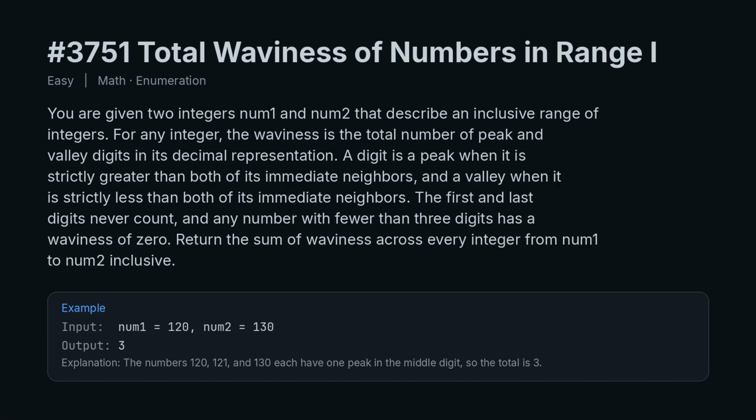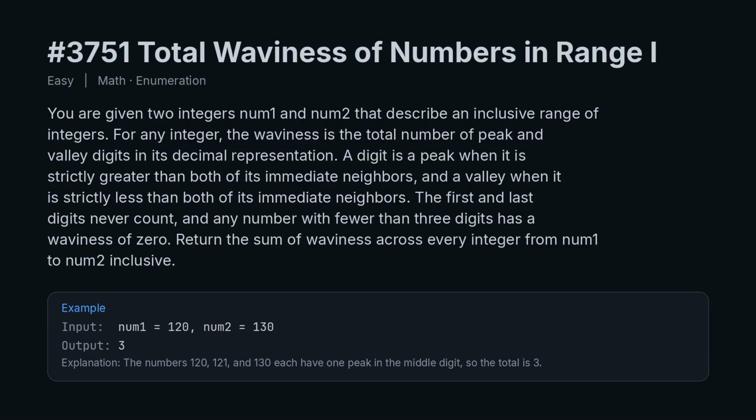For any integer, the waviness is the total number of peak and valley digits in its decimal representation. A digit is a peak when it is strictly greater than both of its immediate neighbors, and a valley when it is strictly less than both of its immediate neighbors. The first and last digits never count, and any number with fewer than 3 digits has a waviness of 0.